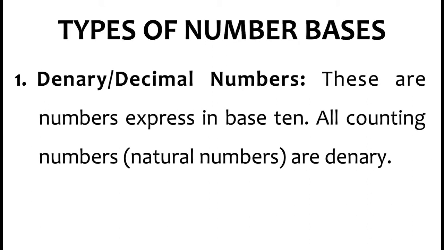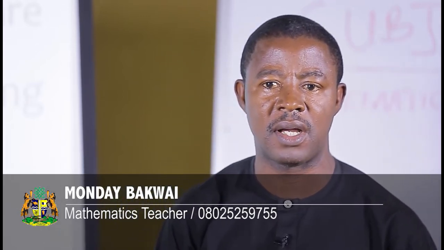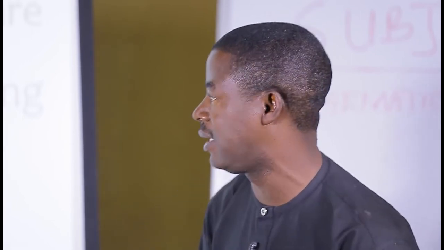And then we have types of number bases. Number one, we have denary, or you can call it decimal numbers. These are numbers expressed in base 10. They are the natural numbers. All counting numbers are denary, and it is the natural operation we are operating in our counting system. So when we say denary, it simply means base 10. We can equally call it decimal.